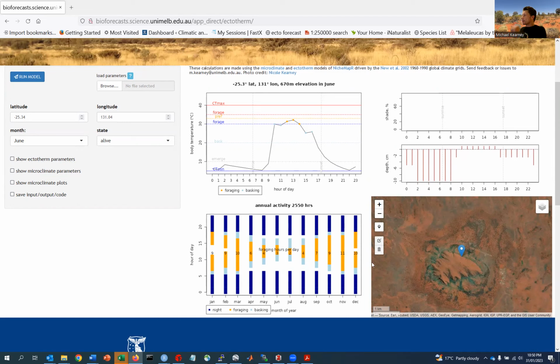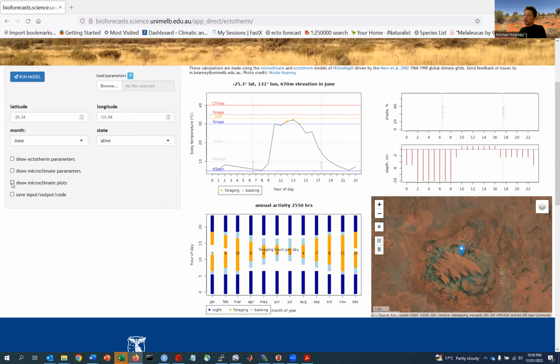So you can see that across the year, the foraging window narrows into the middle of the year in the southern hemisphere, and then broadens again. And the total number of hours, if you sum that up over all the days in each month, would be 2,550 hours. The month with the most activity is November here. So this is giving you an idea about the constraints on the animal's activity.